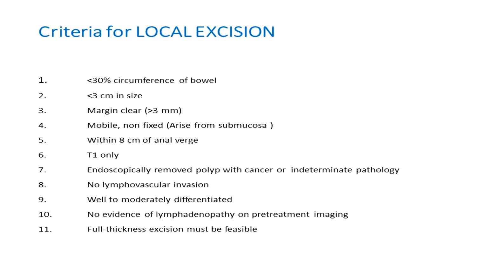Mobile and non-fixed. How do you know whether it's mobile or not fixed? Basically, it indirectly gives a hint that it is not involving the submucosa. Moment it involves the submucosa, that means patient is going to require a TME. Within 8 centimeter of anal verge, that means it has to be accessible. अगर ऊपर रहेगा तो आप कहाँ से ट्रांसएनल एक्सिशन करोगे? T1 only. Endoscopically removed polyp with indeterminate pathology. No lymphovascular invasion, moderately differentiated, full thickness excision feasible.